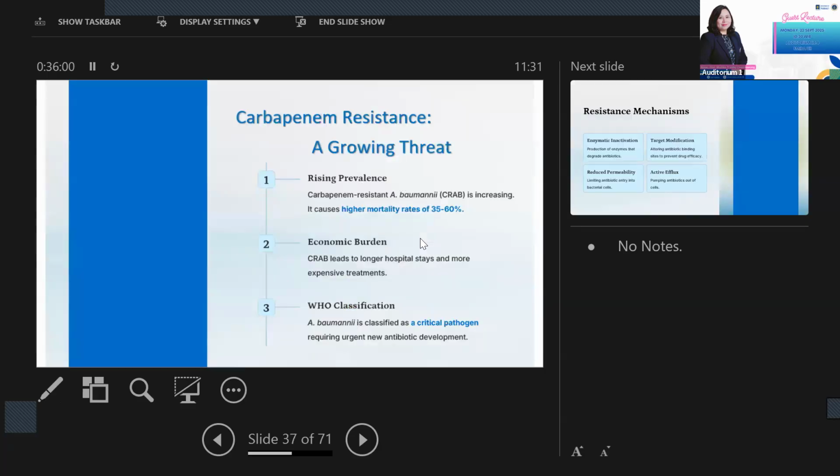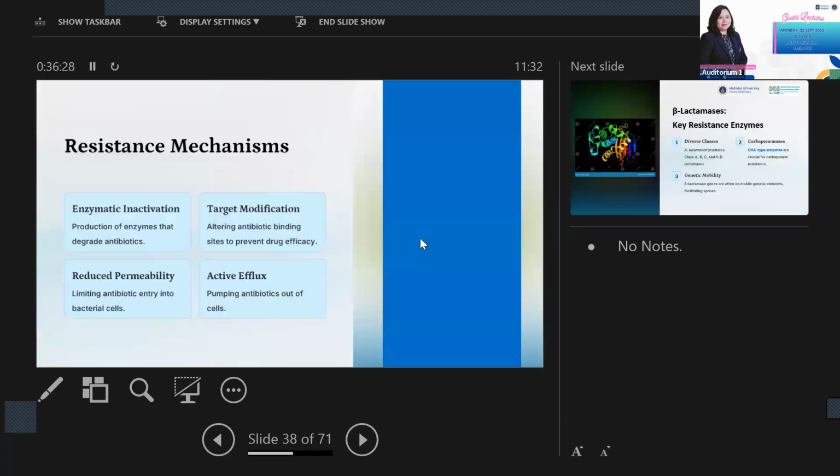And as I said, in the old days, when it was MDR Acinetobacter, we used carbapenem. Carbapenems like imipenem, meropenem, doripenem. We used those drugs to treat it. But nowadays we found carbapenem resistance. So many isolates, 70% of what we collected last time. And it costs an economic burden, you can imagine.